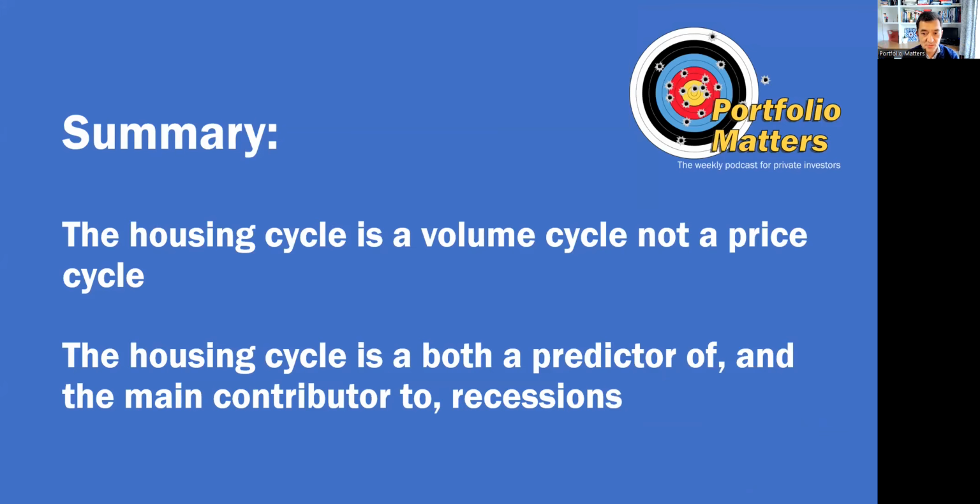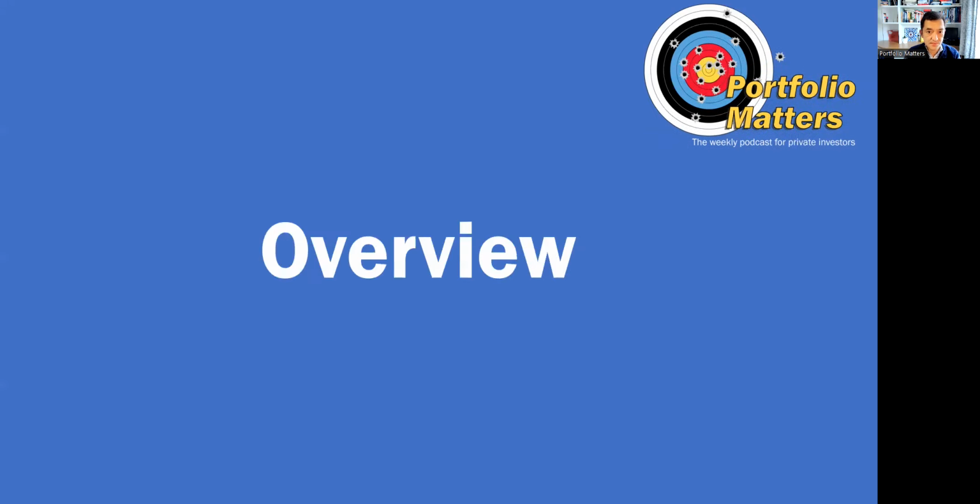Okay, to summarize this presentation, the housing cycle is not a price cycle, it's a volume cycle. So house prices tend to be very downwardly inflexible. House prices tend not to go down. Instead, what happens is the volume of houses sold collapses when there is a downturn in the property market. And as I've just said, the housing cycle is both a predictor of and a contributor to recessions.